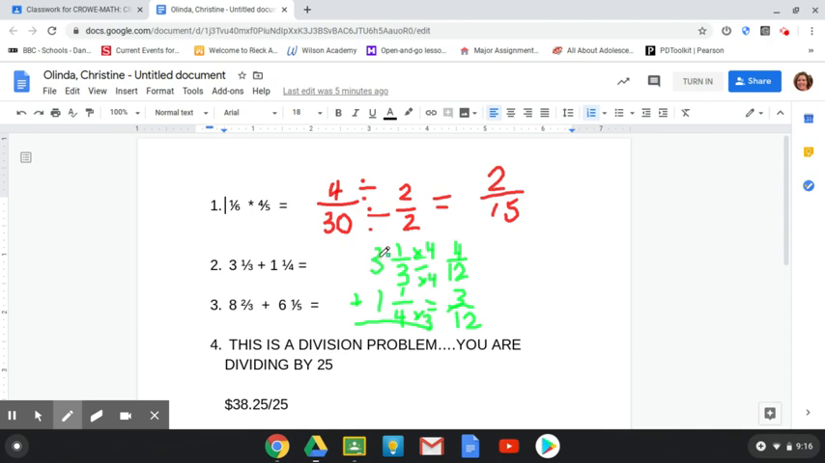I add my whole numbers. 3 plus 1 is 4. I add my numerators. 4 plus 3 is 7. And my denominator stays at 12. And I cannot simplify 7/12. It's in its simplest form.